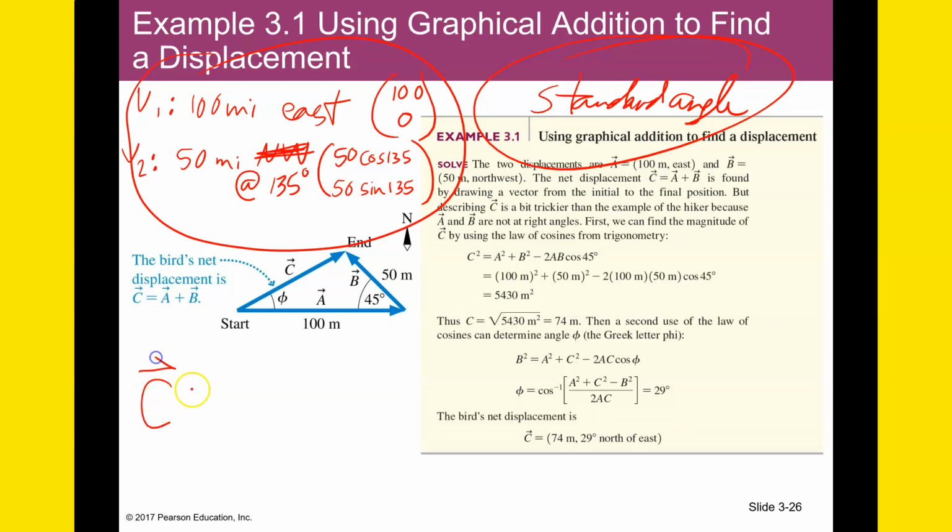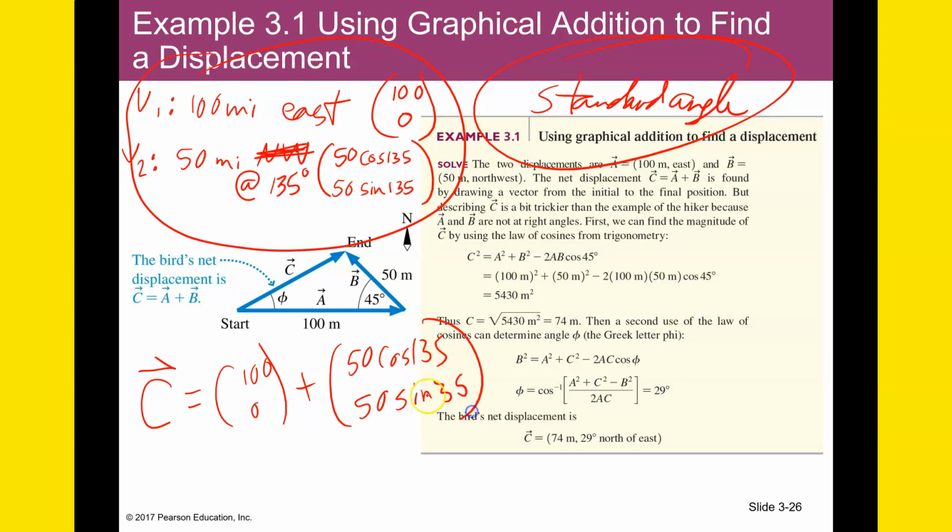C is just going to equal 100, 0, plus 50 cosine 135 and 50 sine 135. And you just add them straight across. The top components will add together: 100 plus 50 cosine 135 to get my overall horizontal component, and 0 plus 50 sine 135 to get my overall vertical component. All right, let me use my calculator real quick to figure out what that is. All right, here's what I get in my calculator.